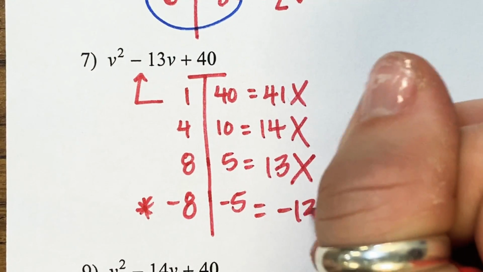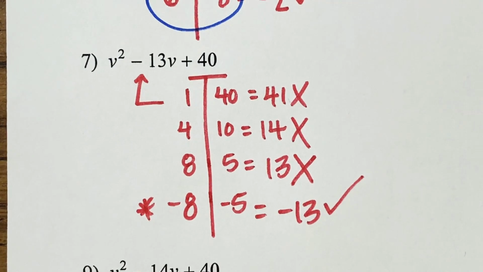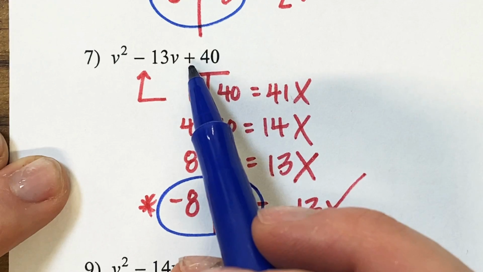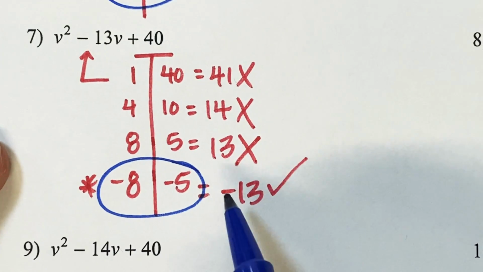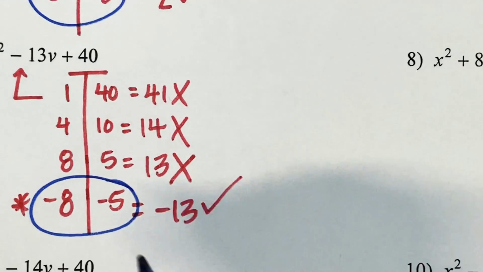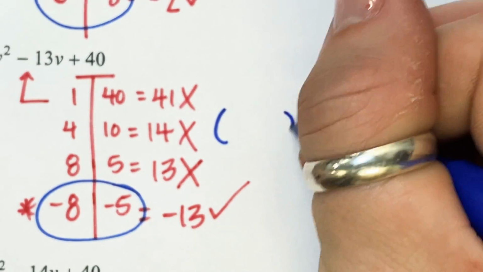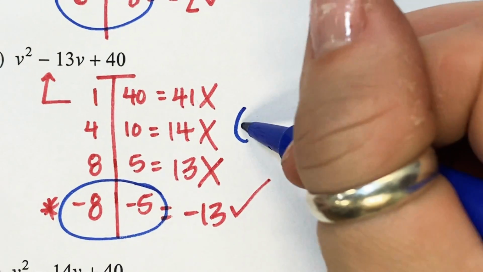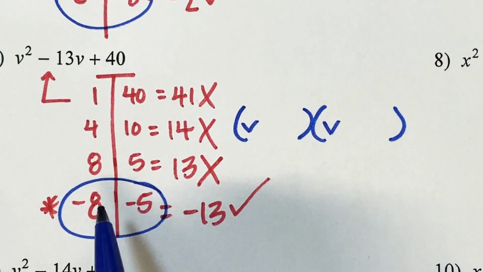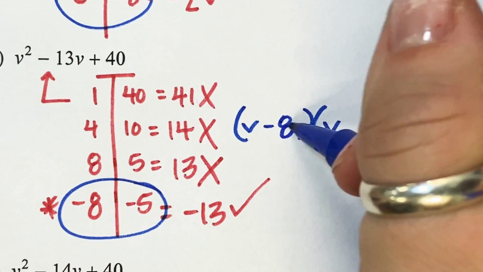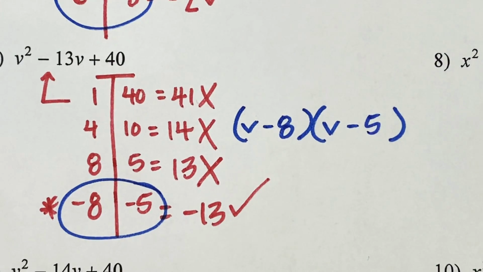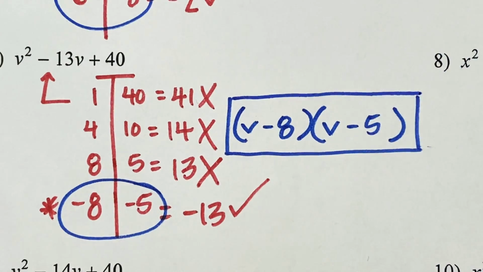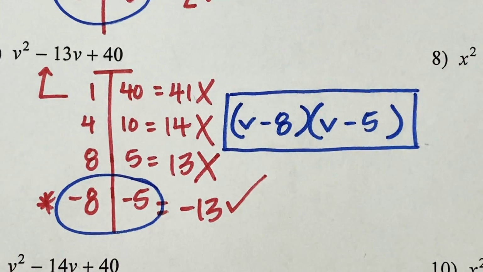Okay, now it gives us -13. So now we found it. We know that a negative times a negative gives us a positive, and that's how it's going to add to give us negative 13. Okay, so we found our two numbers. So write your two parentheses sets. Put your variable in front, which in this case is v again, so v. Okay, minus 8 and minus 5. And we are done. We factored it.